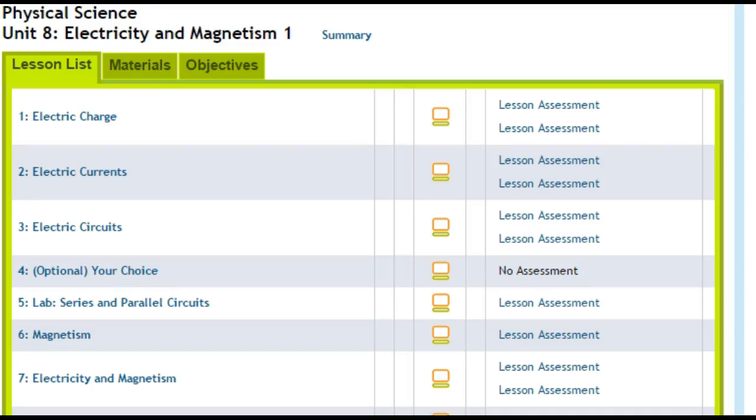We are in the very last unit, Unit 8, Electricity and Magnetism. Let's go ahead and get started with Lesson 1, Electrical Charge.